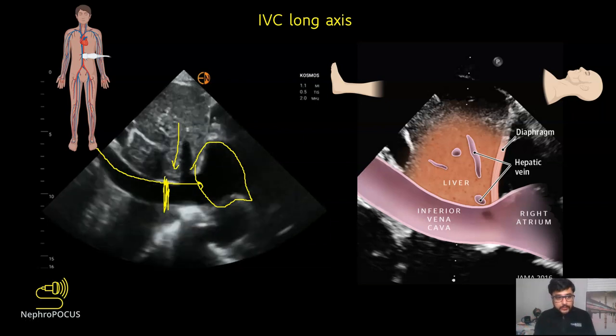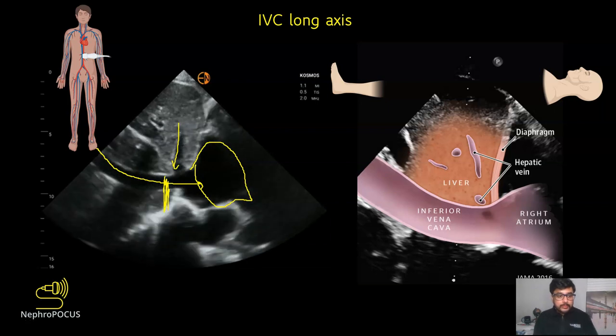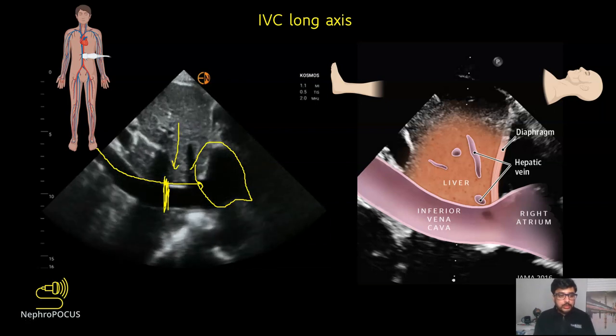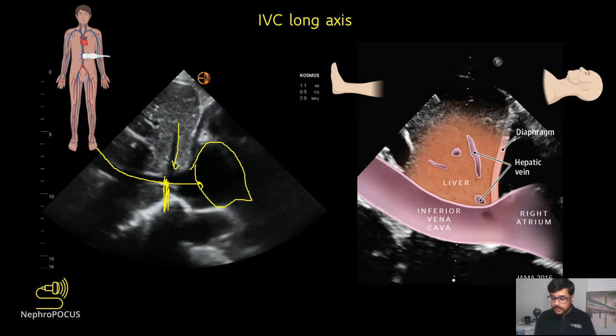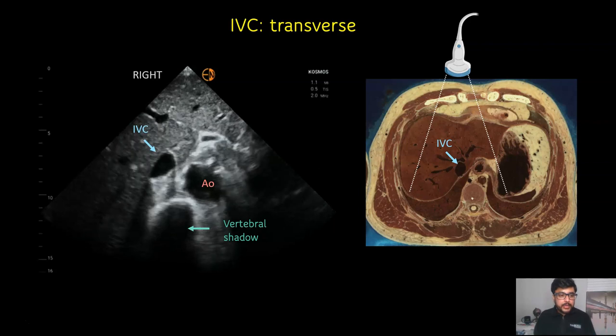And in children, it's difficult to have absolute values, because as children grow, IVC maximal diameter varies. So you compare the short axis anteroposterior diameter of the IVC with that of aorta and make a ratio.